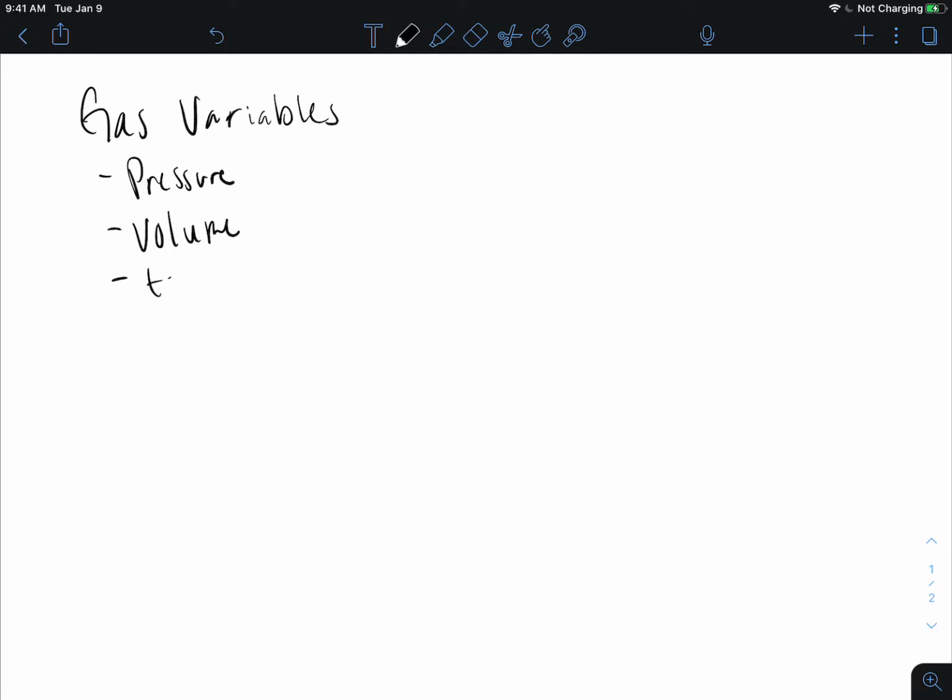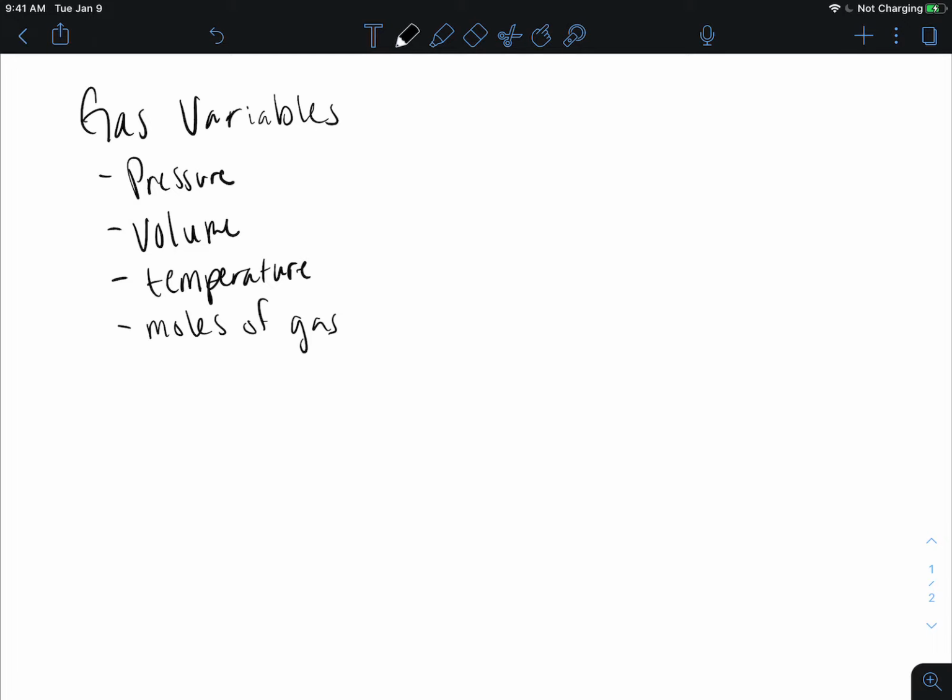We're going to look at temperature. A gas, its properties, is very tied to the amount of kinetic energy it has, so temperature is very important here. And then, of course, how much we have, so our number of moles of gas. So these are the four gas variables we're going to be looking at when we're thinking about our gas laws.